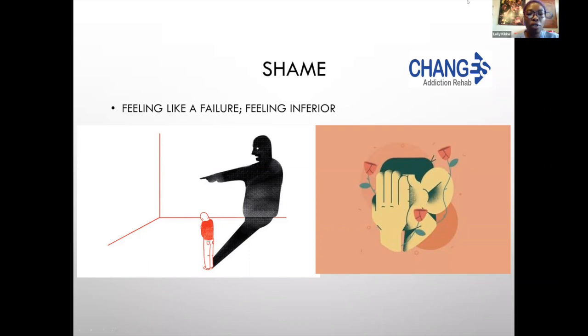We have on the left-hand side a person pointing in quite an accusatory manner. And then the second one is a hand covering the face to hide themselves from themselves, as well as hiding themselves from other people. So these give the two different feelings: guilt is the external side of things, the behavioral things, whereas shame is more the internal, what we impose upon ourselves.